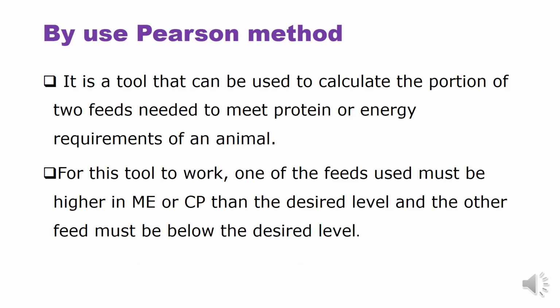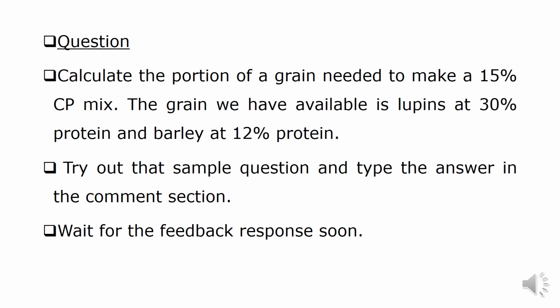Pearson is just a tool that is used to calculate the portion of the two feeds needed. For you to use this tool, you must know that one of your feeds has higher metabolizable energy or protein than the other. That's how you shall be able to calculate. This is a sample question. You can try to calculate. Then in the comment section, you can comment the answer, and I will give the feedback.